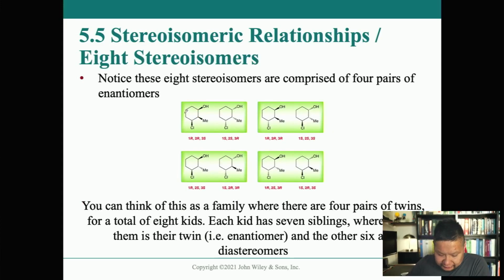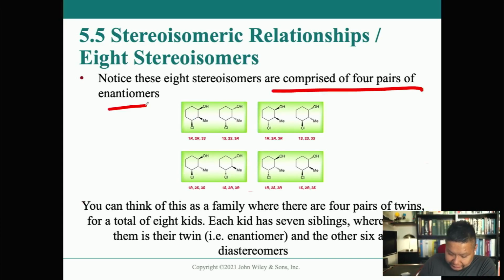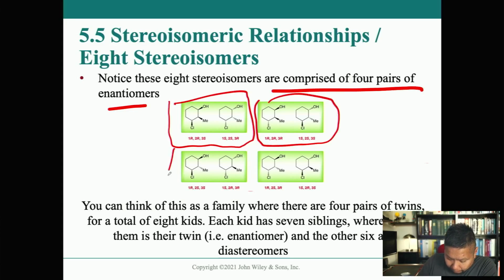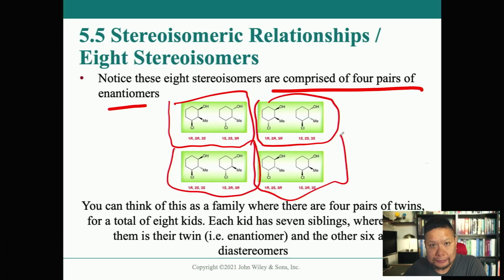So notice that these 8 stereoisomers are comprised of 4 pairs of enantiomers. Each of these is already separated for you into the 4 sets of enantiomers. Which makes sense, because if you look at these, they are mirror images of each other, and they are also non-superimposable.